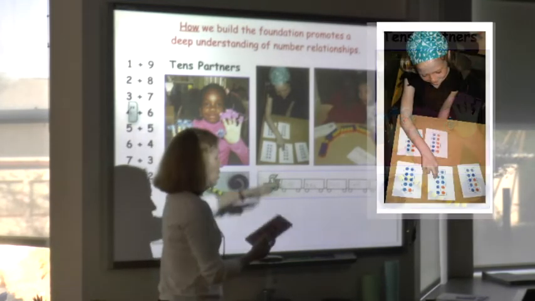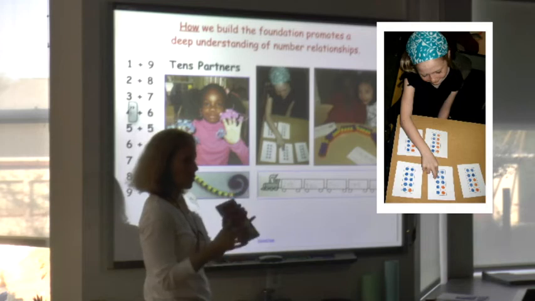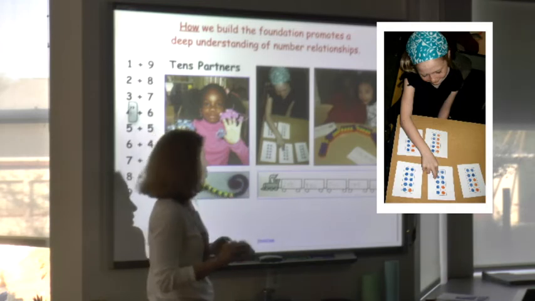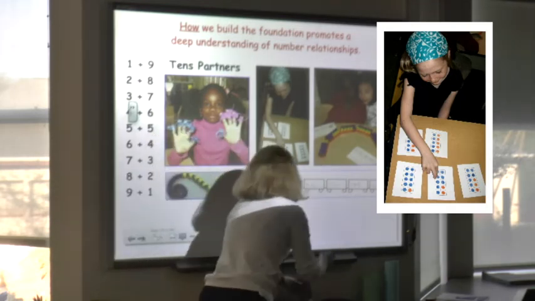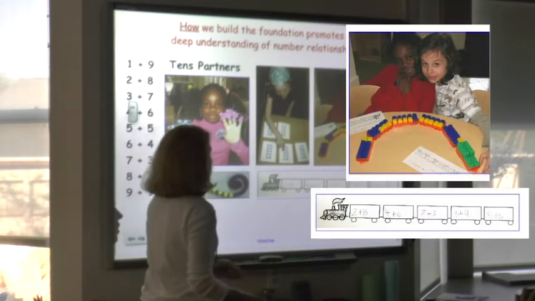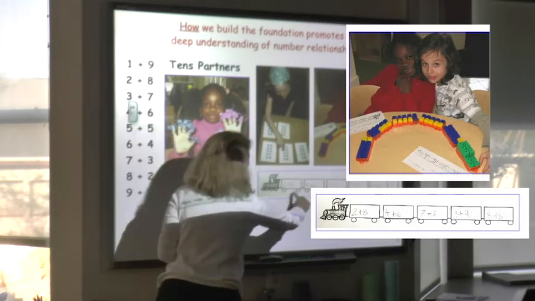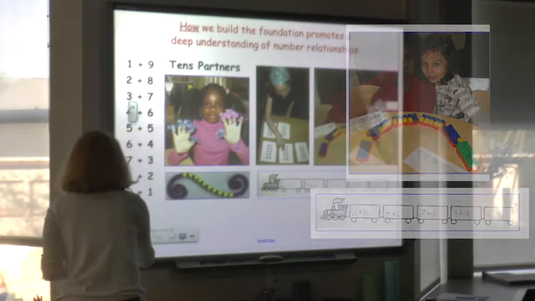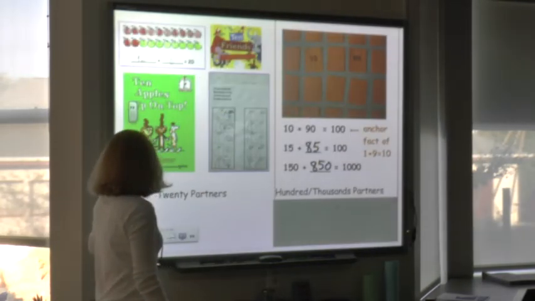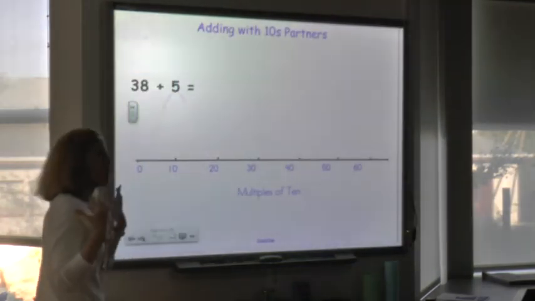Here she's making flashcards based on a model like this that you guys have seen. If you've been in the first grade, you're very familiar with her ten frames. They're doing the same there with ten frames on a train, creating all of the possible ten partners and then recording the partners there. Tens partners become a way for our children to mentally compute.